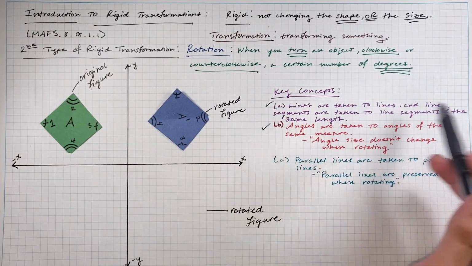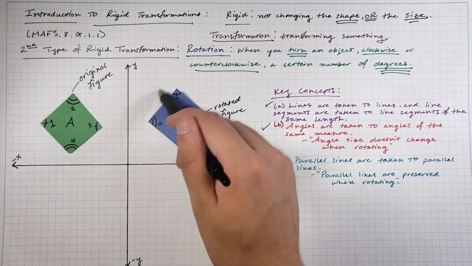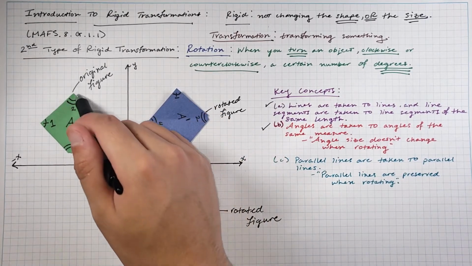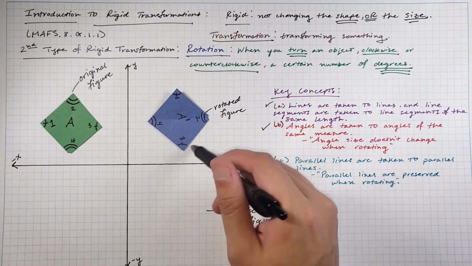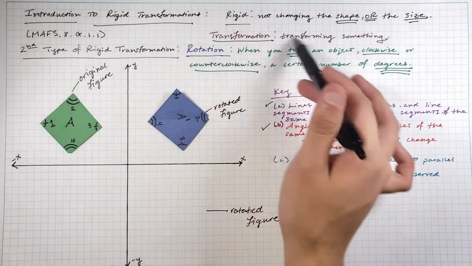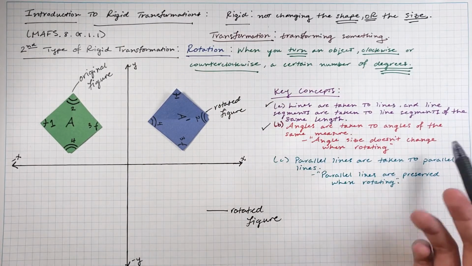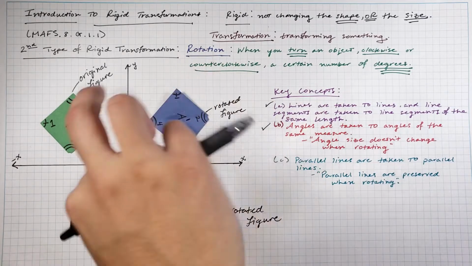So the lines are taken to lines, right? Angle 1, 4. We rotated it, but the distance is still the same. Line segment 2, 3 is still the same length as 2, 3, even though we rotated it. That's what it means to be rigid. Same thing with 3, 4, and the rest of the sides. All right, angles are still the same, right? All we're doing is turning something around.